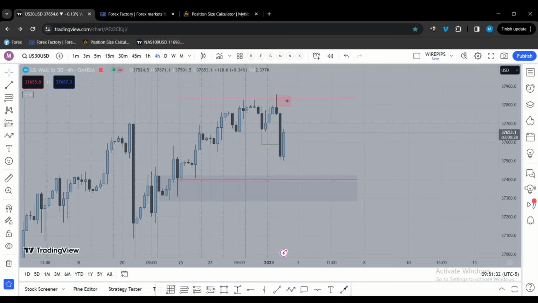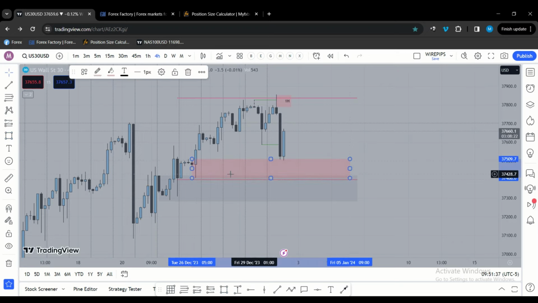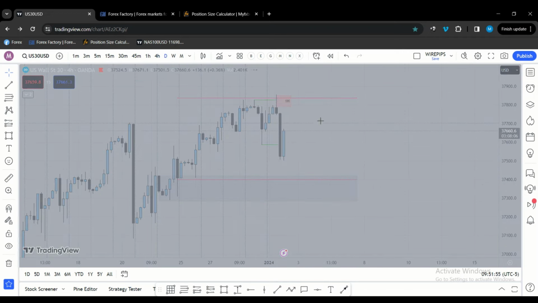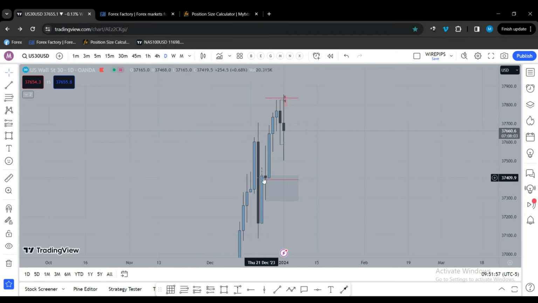I know there is a demand level here on the 4-hour time frame. There's a demand level here, but I don't want to be paying attention to all these things. There's a demand level which the market has tested, and this is what led to this buy. But I want to be paying attention to the higher time frame price action. So the higher time frame is telling us that the market has made an impulsive move. We expect a retracement, right?